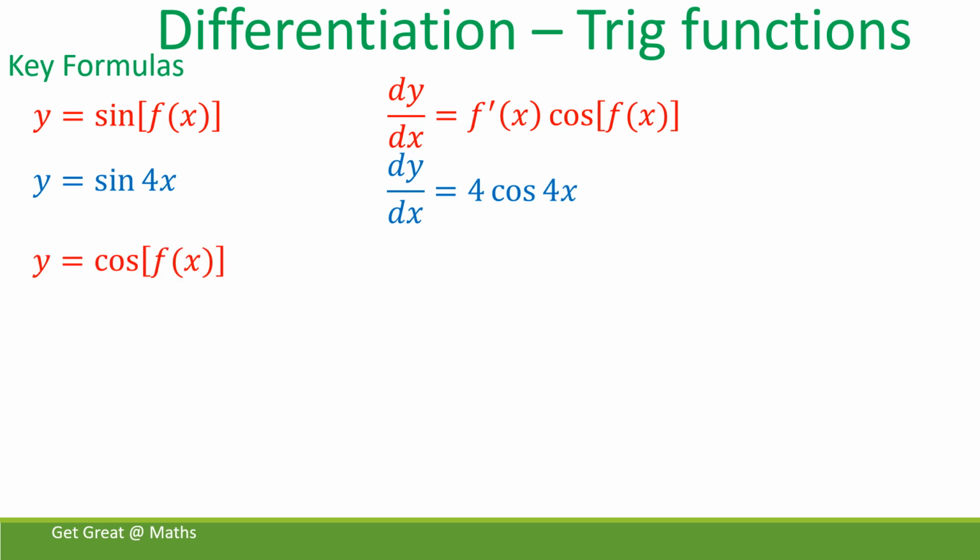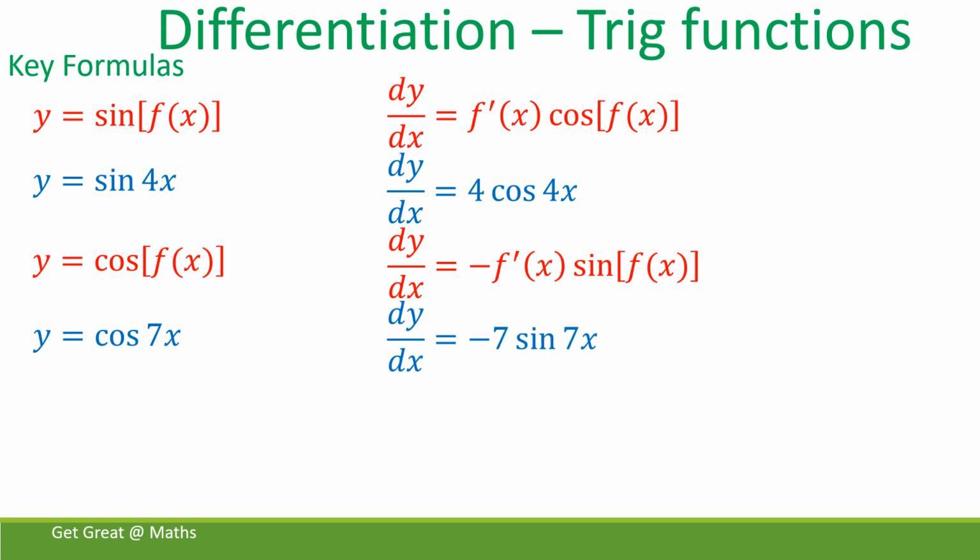The next trig function is y equals cos of f of x. The differential of f of x again is f dashed of x, but this time dy by dx equals minus f dashed of x sine of f of x. So you need to remember, if you differentiate sine you get cos, but if you differentiate cos you get minus sine. So y equals cos 7x. The differential of 7x is 7. So dy by dx is going to be minus 7 sine 7x.